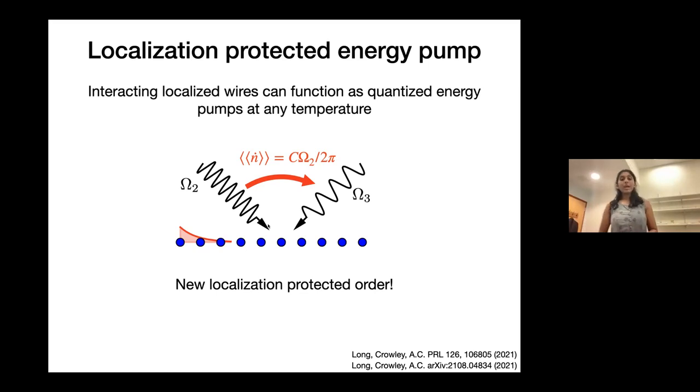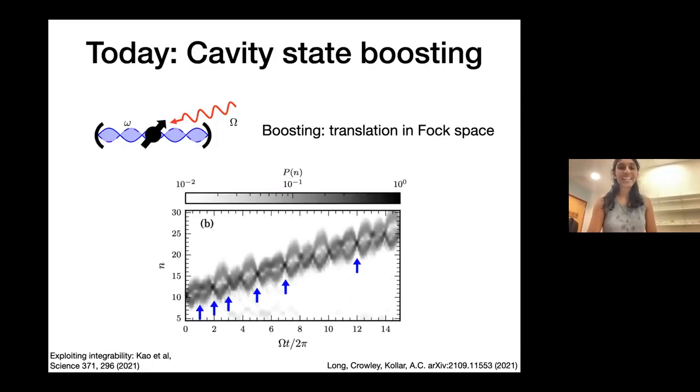So this is a new type of localization predicted order. I think you've heard a lot about, and I guess we will be hearing more about time crystals, possibly on Thursday in this KITP conference. Those are on interacting localized systems with periodic drives. This is a generic stable phase for localized systems with two incommensurate tones, so quasi-periodic drives. Happy to say more if anybody's interested.